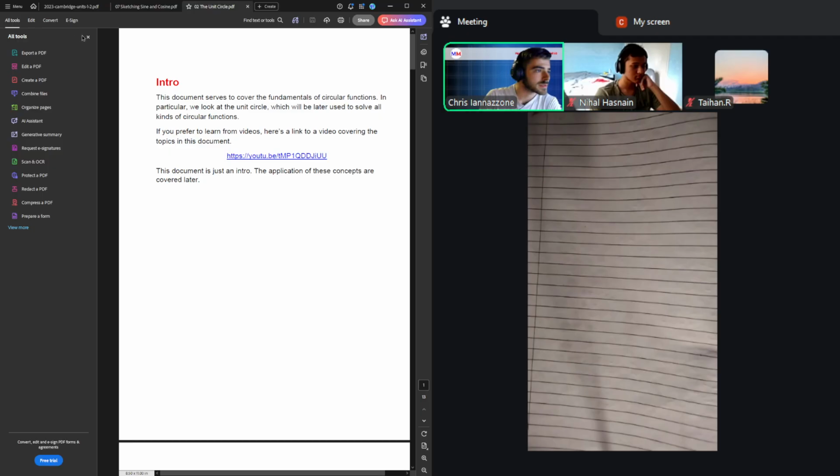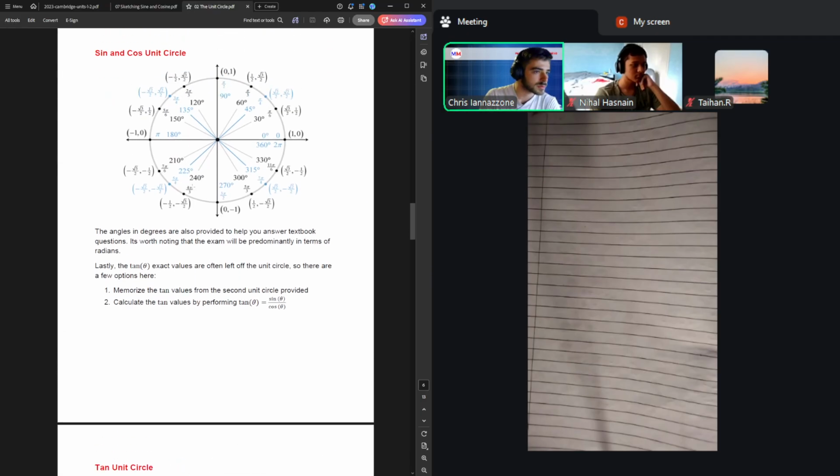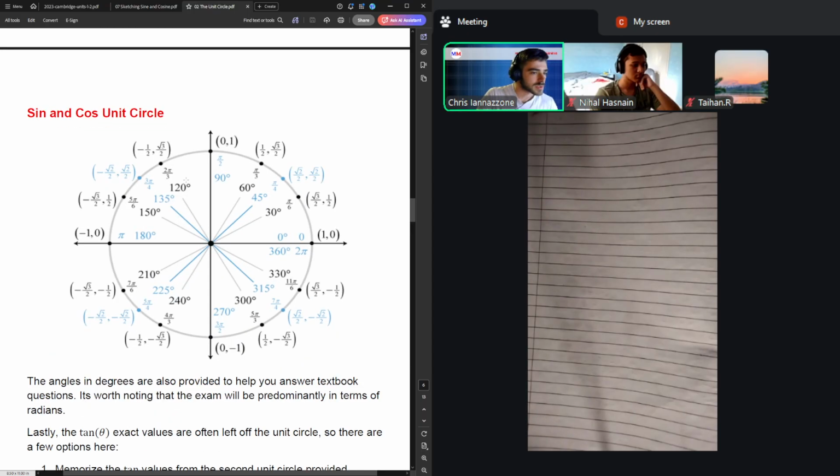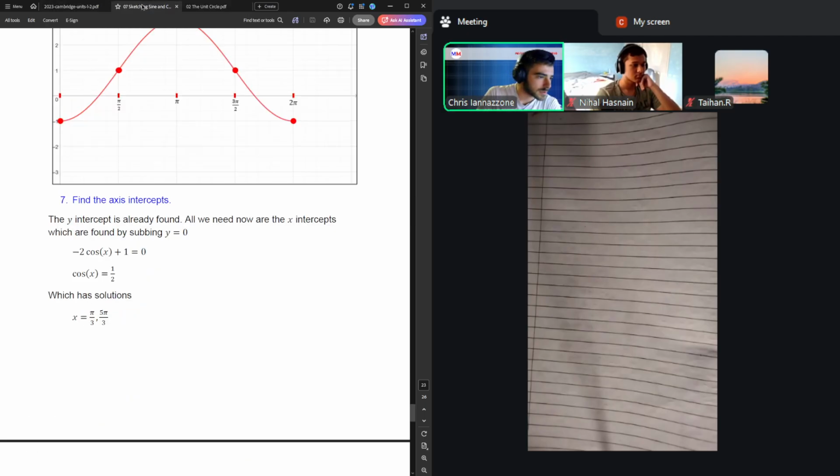What that means is you would pull up your unit circle in your brain, because you're not allowed to have a printout in the actual exam. And because it's cosine, you're looking for x values. And because it says cosine equals a half, you're looking for all the spots where the x coordinate is equal to a half. Hence, you're going to have the pi over 3 and the 5 pi over 3 options there. And those become the x-intercepts.